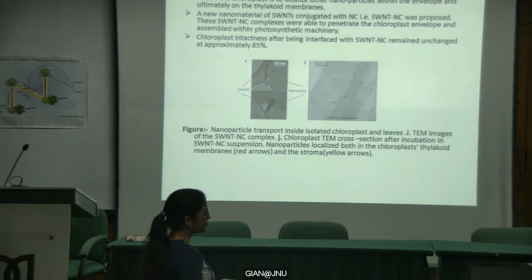After the embedding of this complex, single wall nanotube and nanoceria complex, the chloroplast intactness remains unchanged at approximately 85%. This is the diagram showing this complex, the single wall nanotube and nanoceria complex embedded inside the thylakoid.